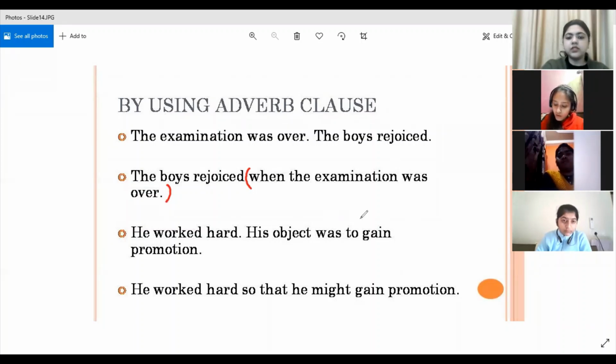Then he worked hard, his object was to gain promotion. He worked hard so that he might gain promotion. So this is again your adverb clause.